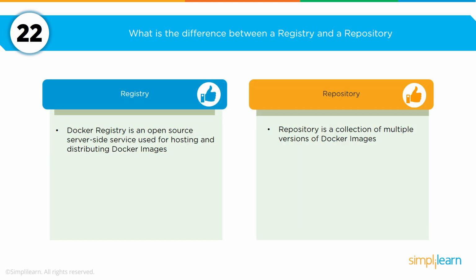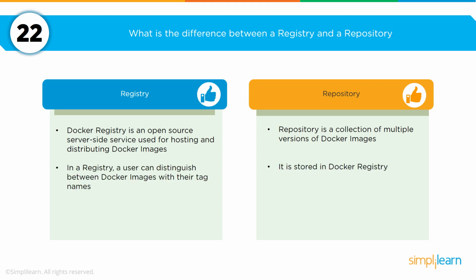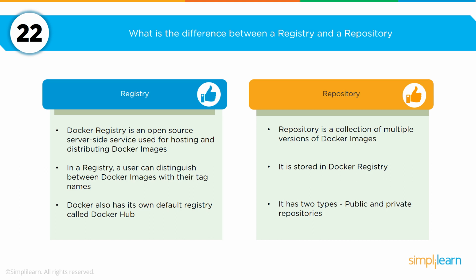So what is the difference between a registry and a repository? Let's go through that. A Docker registry is an open source server-side service used for hosting and distributing Docker images, whereas in contrast, a repository is a collection of multiple versions of a Docker image. In a registry, a user can distinguish between Docker images with their tag names. Docker also has its own default registry called Docker Hub. The repository is a collection of multiple versions of Docker images. It is stored in a Docker registry, and it has two types, public and private, so you can actually create your own enterprise registry.